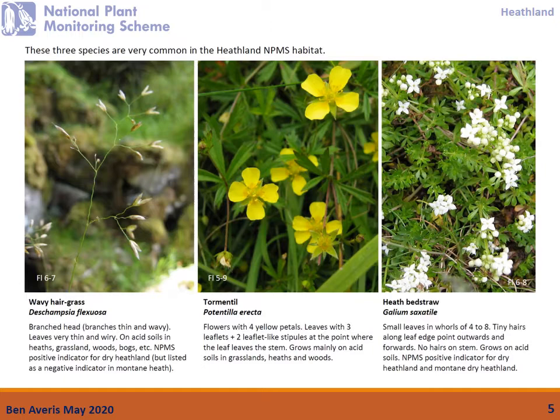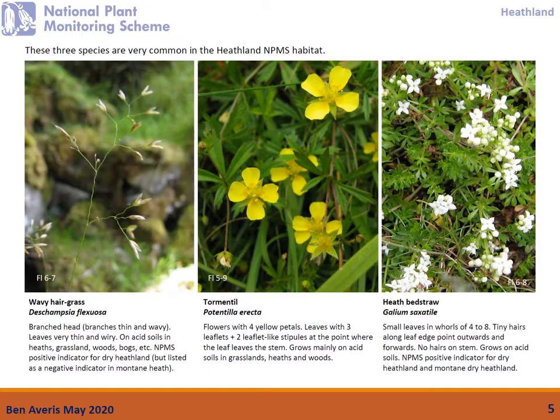The tormentil has yellow flowers with 4 petals, quite small yellow flowers, and leaves with 3 leaflets with a few big jaggy teeth at their tips, and you can also get 2 rather leaflet-like stipules at the base of the leaf, so it can look as if it's got 5 leaflets. Very, very common plant in all sorts of acid habitats, including heaths.